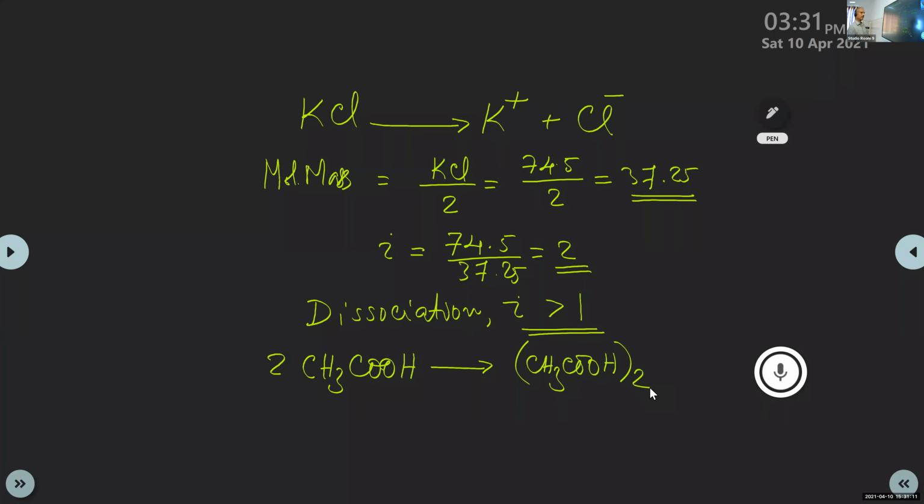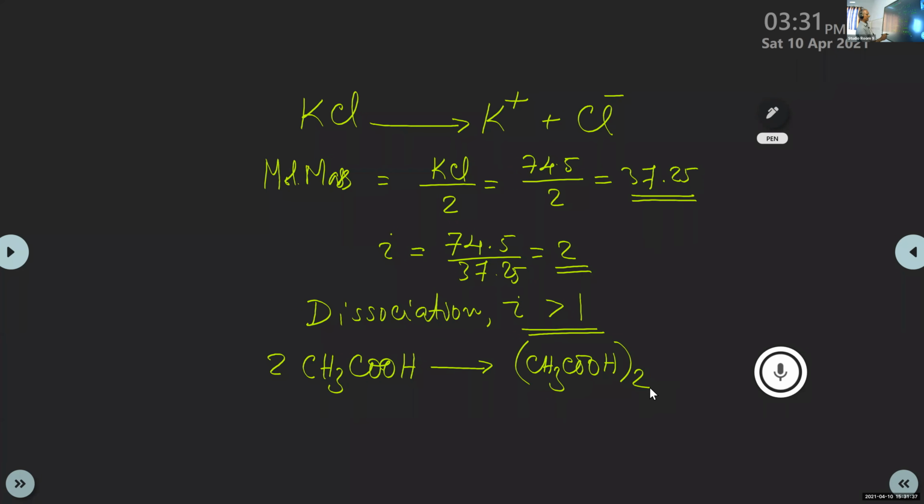Now you determine the molecular mass. There is dimerization. Two molecules combined together giving a single particle. So the number of the particles will be just half only.